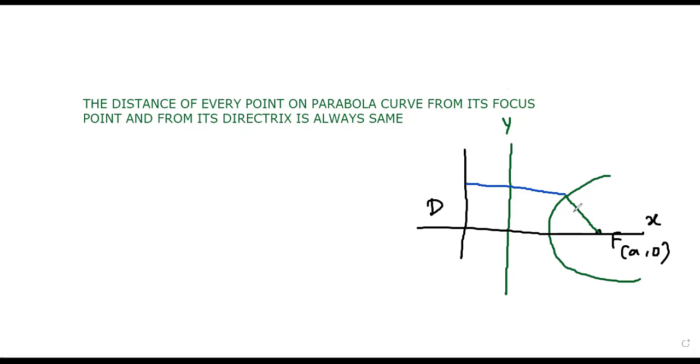You can take different points. Maybe you take this point on the parabola. This and this would be the same. You take any point on the parabola. It would be the perpendicular distance, or the shortest distance. I also want to show the reflection diagram. Please wait.